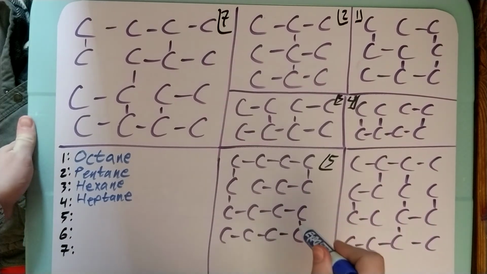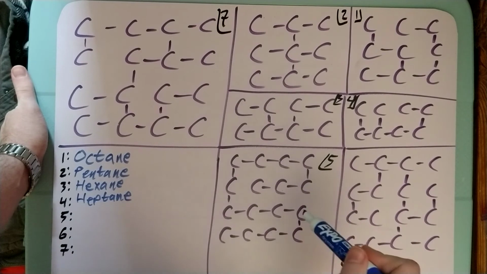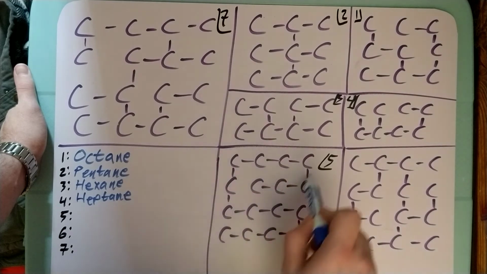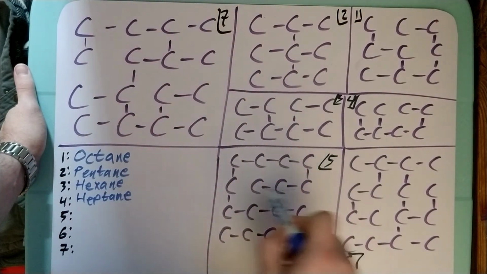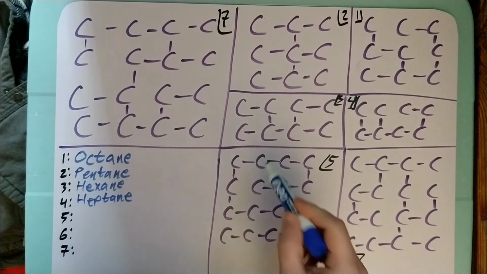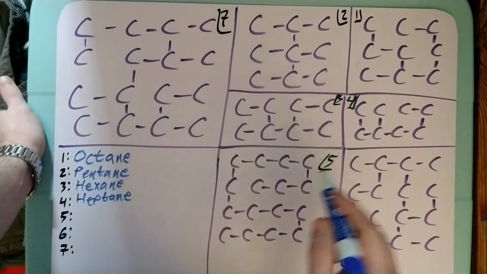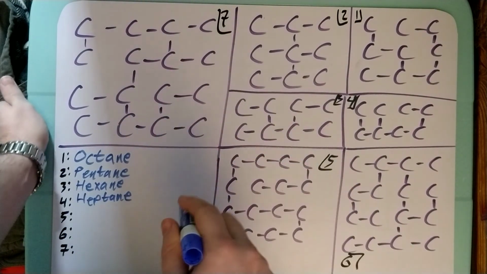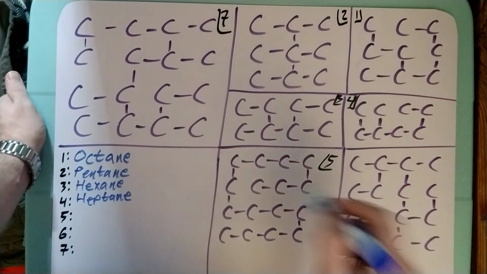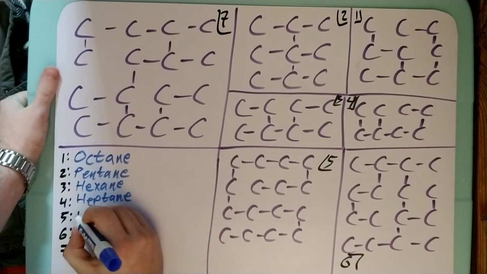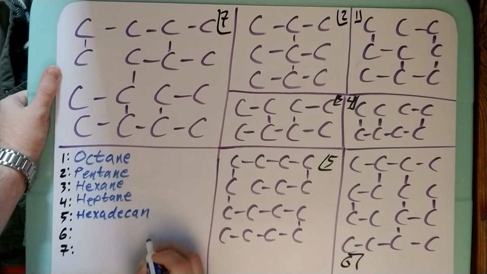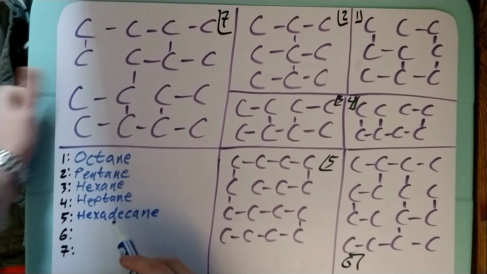Number 5 does not have any branches. It doesn't have any branching structures anywhere. It goes straight through everything in one straight chain. So, this is a straight chain with 16 carbons in it. So, 16 carbons, that's 1, 6. 10 is dec. 6 is hex, so this is hexadecane. Almost forgot the E.